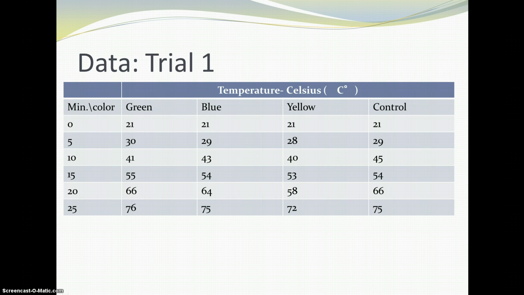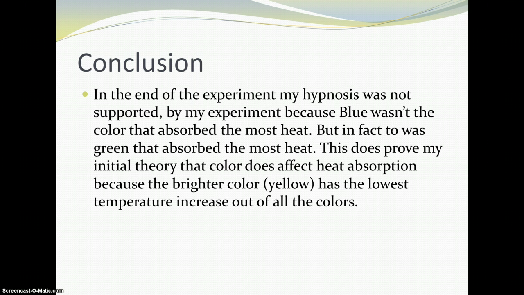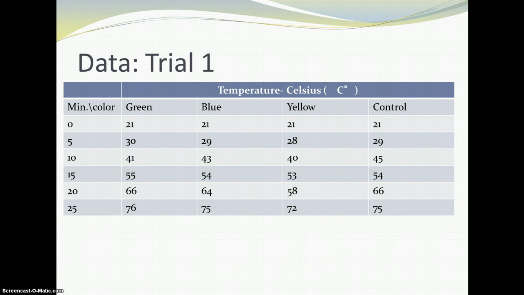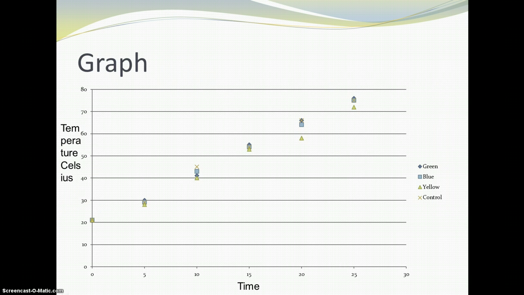control did have a temperature difference between blue and green at some point, but in the final temperature, blue and control had the same temperature rating at 75 degrees Celsius. And yellow, which was the brightest color out of all of them, got the lowest temperature rating and lowest increase of temperature. As you can see right here, it's always on the bottom throughout the whole data, especially in the last two, where yellow stayed way behind.